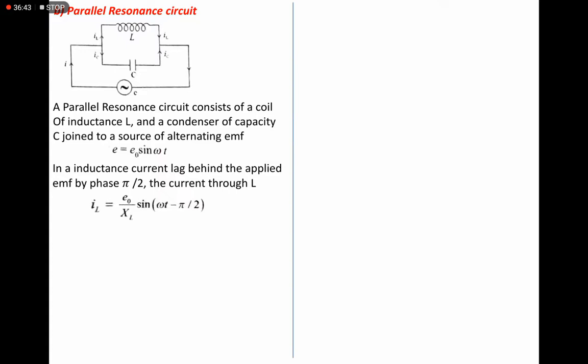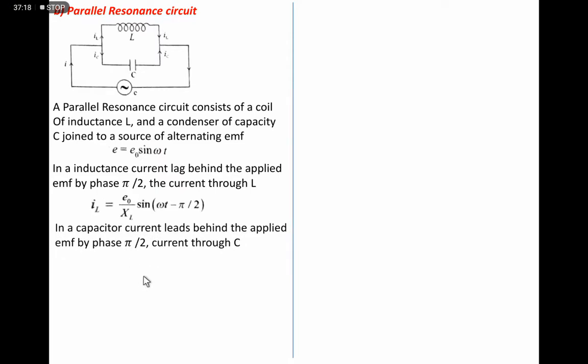So here the current across the inductance we will write as E naught by XL sine of omega t minus pi by 2. Actually XL is equal to E naught by the current across the inductance. But we have to mention the equation for the current. So by rearranging the terms, we will write the equation for the current.